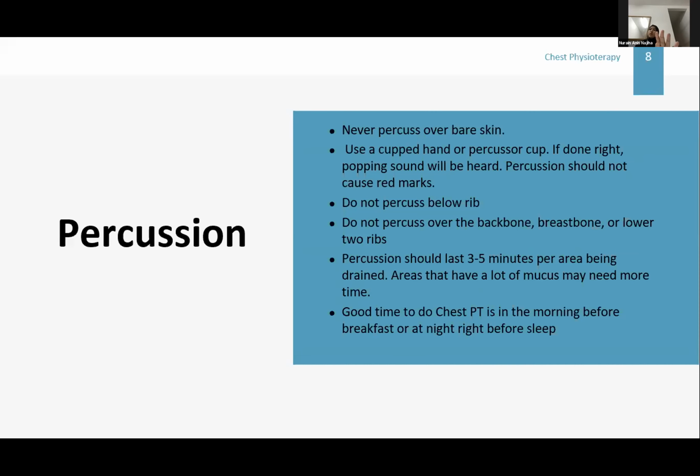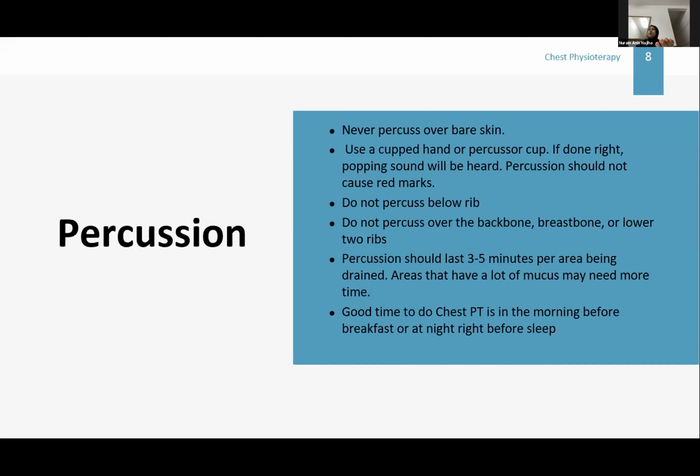Do not percuss below the rib, because it is believed that percussing below the rib can cause damage to the child's kidney, liver, or spleen. Do not percuss over the backbone, breastbone, or lower two ribs. The percussion should last 3 to 5 minutes per area, but some references also show that 2 minutes is sufficient. It depends on the amount of mucus that needs to be drained. So an area that has a lot of mucus may need more time for the percussion.